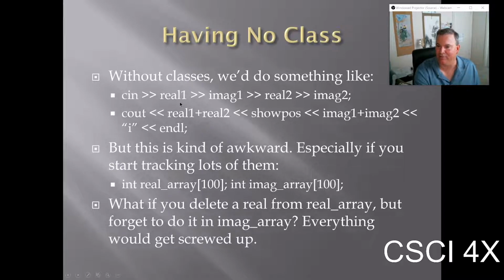You can make a couple variables. You can make a real one, imaginary one, real two, imaginary number two. And then you can add the real parts together, and then you can do this thing called showpos. And then you add the imaginary parts together, then the i, then the endl.